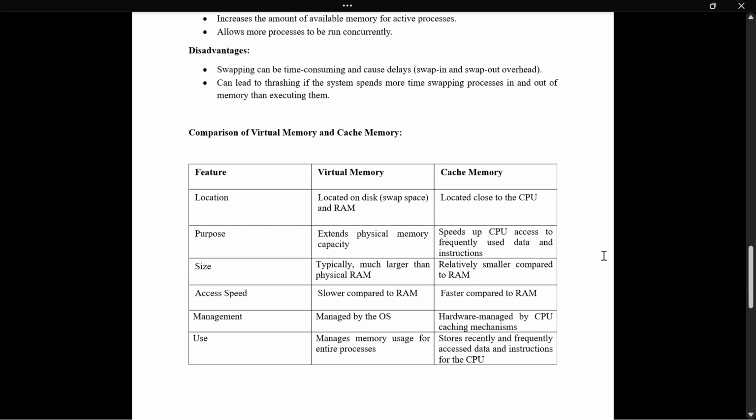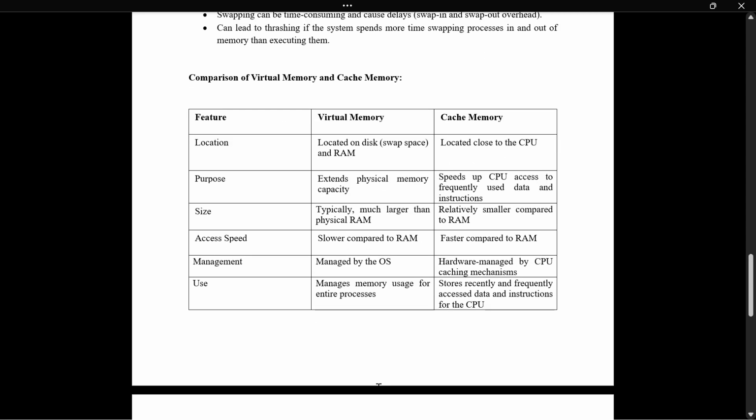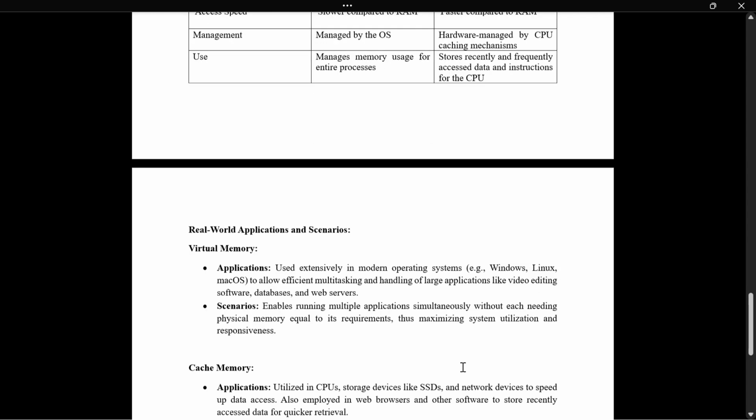Comparison of virtual memory and cache memory. Location: virtual memory is located on the disk, and the cache is located near the CPU. Purpose: virtual memory extends physical memory, while cache speeds up CPU access to frequently used data and instructions. Size: virtual memory is typically much larger than the physical RAM, while cache is relatively smaller than RAM. Access speed: virtual memory is slower compared to RAM, while cache is faster than RAM. Management: virtual memory is managed by the OS, while cache is hardware managed by the CPU cache mechanism. Use: virtual memory manages memory used for the entire process, while cache stores recently and frequently accessed data and instructions for the CPU.